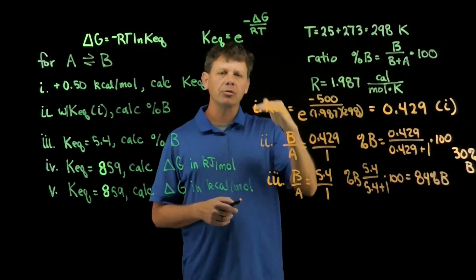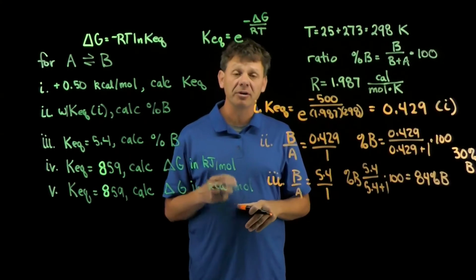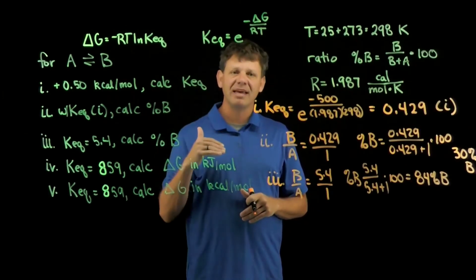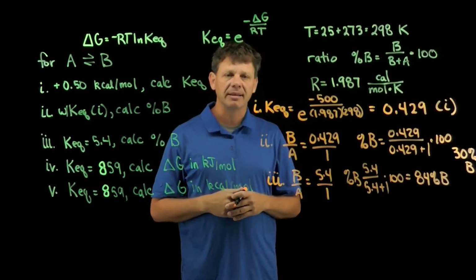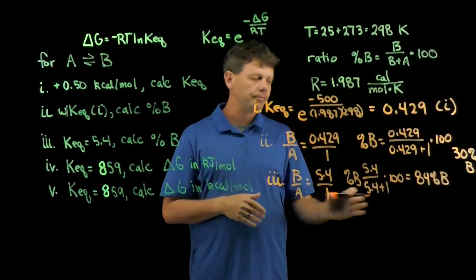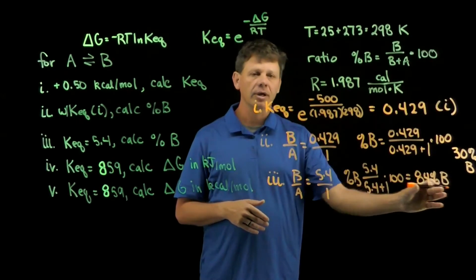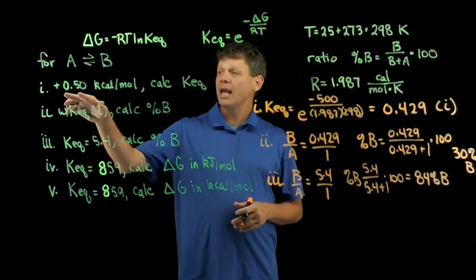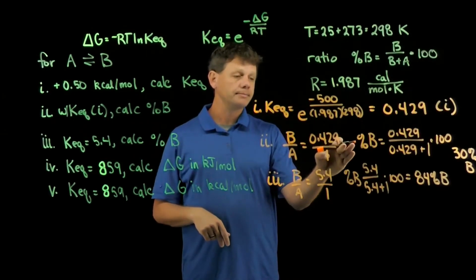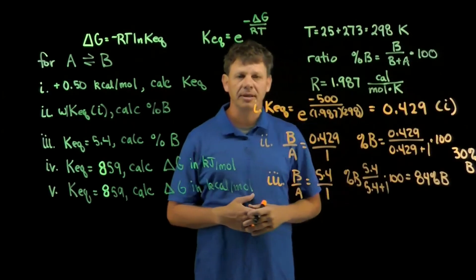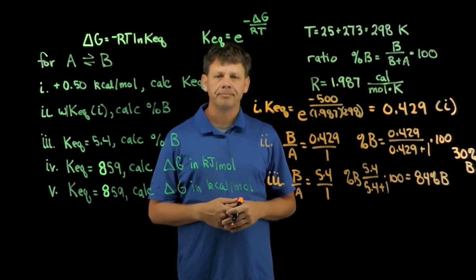And if you notice as you go through, if you compare these values to the ones that are given in the table, they fit, right? They fit where we would expect them to be. KEQ greater than 1 gives us a greater than 50% of B, whereas our KEQ of less than 1 gave us less than 50% B, just what we expected.